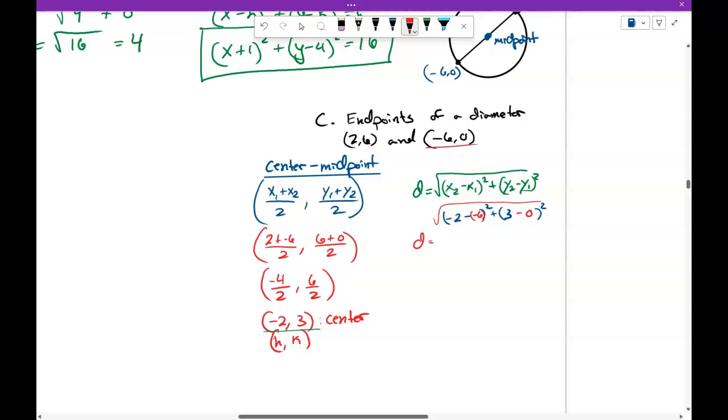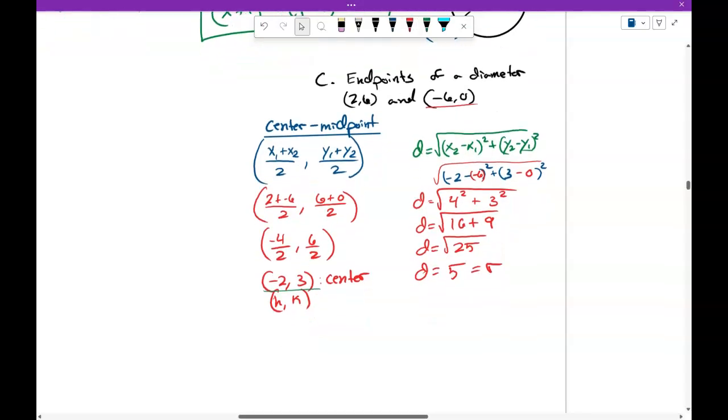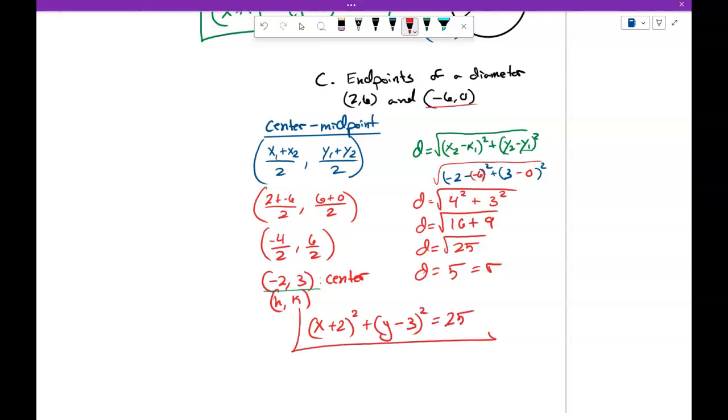And so for our distance, we'll go ahead and we'll get the square root of 4 squared plus 3 squared, 16 plus 9, 25. So our distance is 5, which is our value for our radius. So we can plug it into our equation. x minus h squared plus y minus k squared equals our radius squared. And there's the equation for our circle that has the points (2, 6) and (-6, 0) as its diameter endpoints.